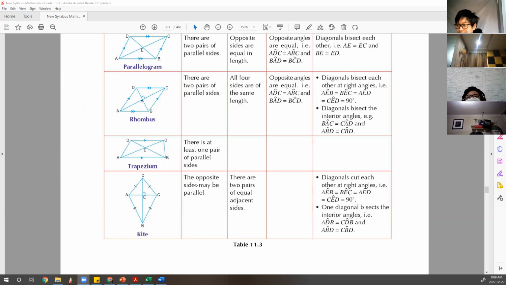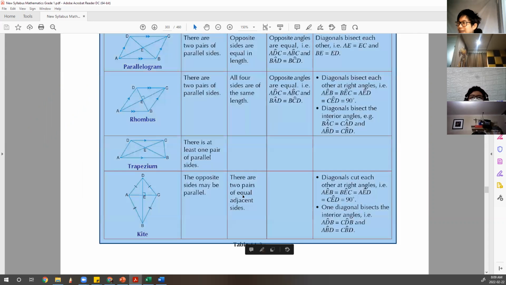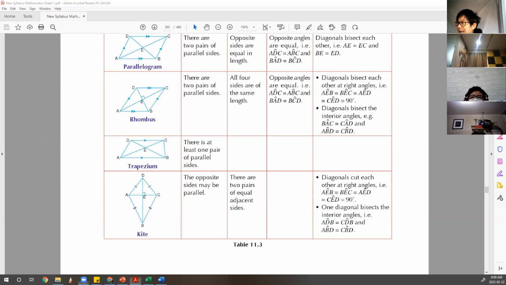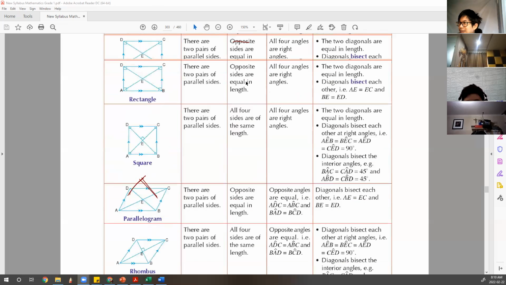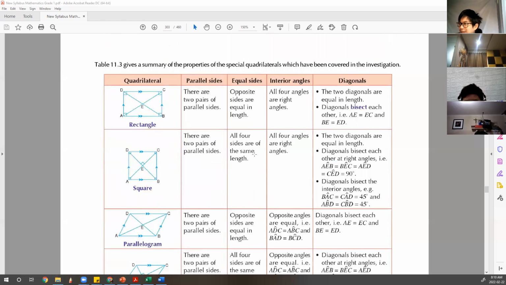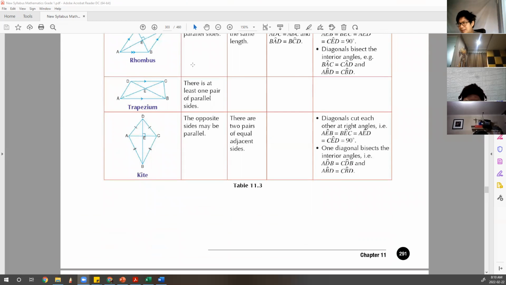The opposite sides may be parallel. Maybe. Jadi nggak harus. There are two pairs of equal adjacent sides. Okay, what is adjacent now? Adjacent itu sebelahan ya. Yang sebelah-sebelahan. Nih. Ini sama ini adjacent namanya, AD and DC are adjacent. Dia sebelah, bukan opposite. Yang lain opposite loh. Ini juga opposite. Semua opposite ya. So hati-hati aja. Kalau yang kite adjacent, adjacent means sebelahan.